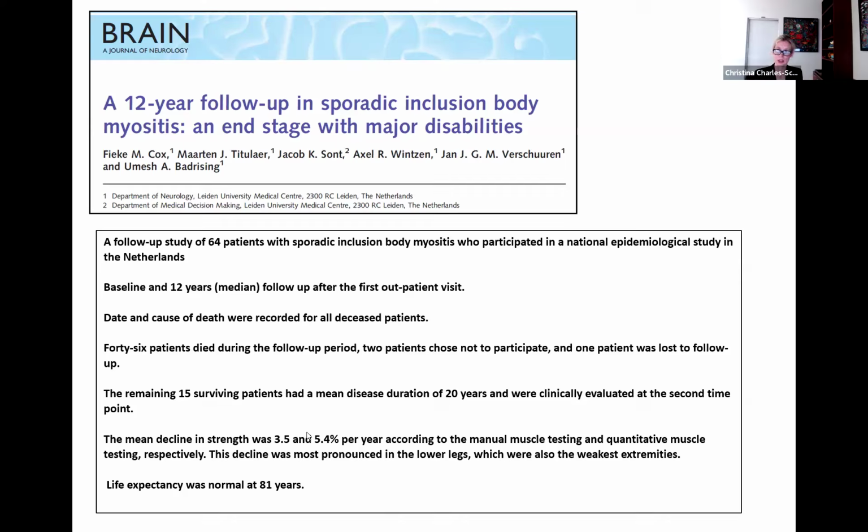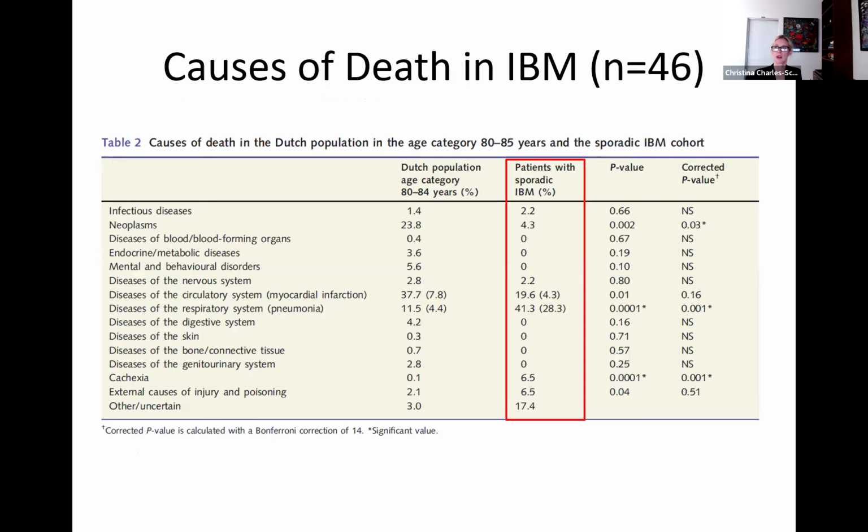So certainly they report the decline in muscle strength, and we need to do better. We've talked about some research in starting this discussion today, and we need more. But what they found overall at the end was that life expectancy was normal in their IBM patients compared to patients who didn't have IBM. What were the causes of death?